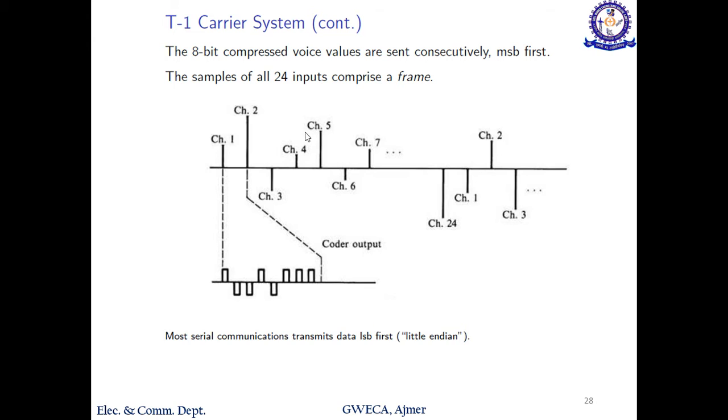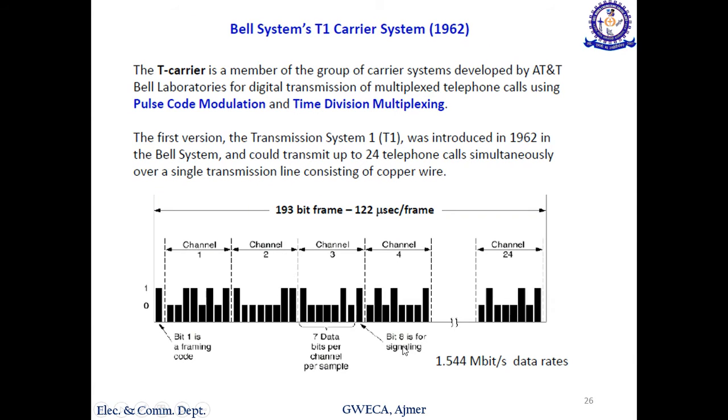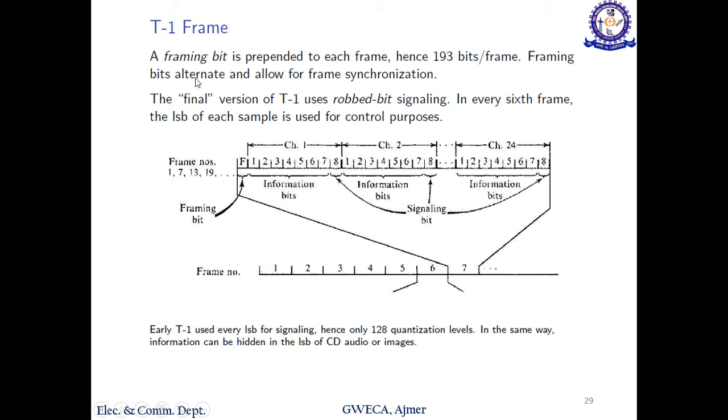The 24 channels are arranged like this: channel 1, channel 2, channel 3, channel 4, channel 5, channel 6, up to channel 24. Each channel consists of 8 bits. The first bit is the framing bit, and the last bit, the eighth bit, is the signaling bit, and the remaining bits are the information bits. This is the T1 frame of the T1 carrier system, as shown in this diagram.